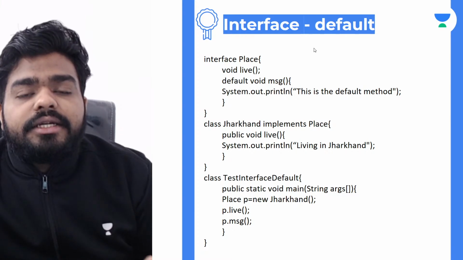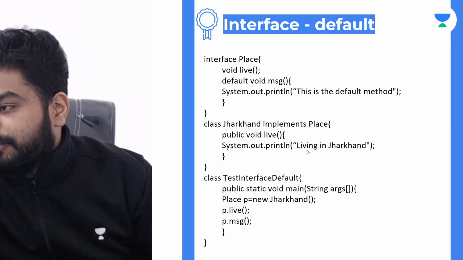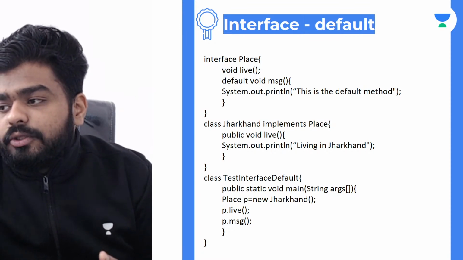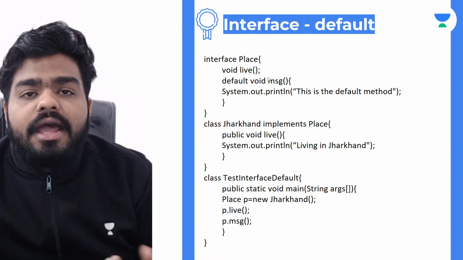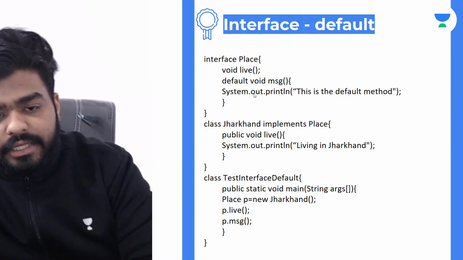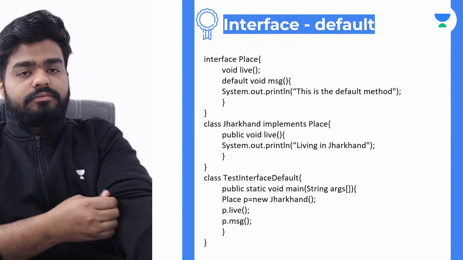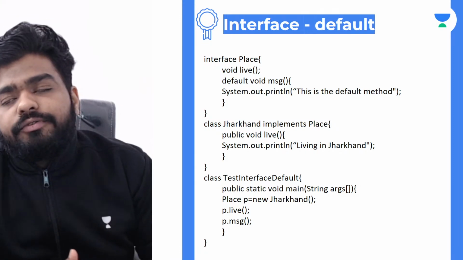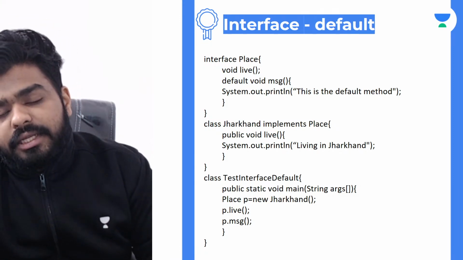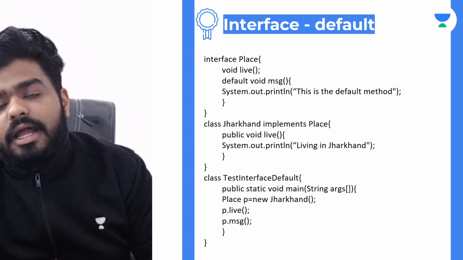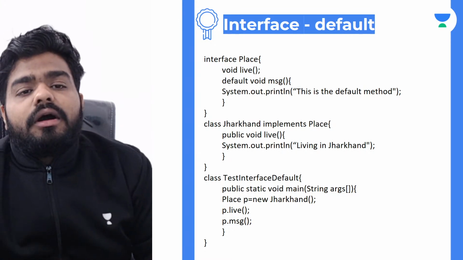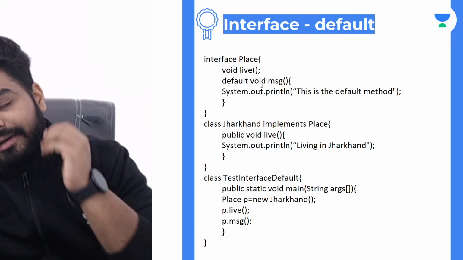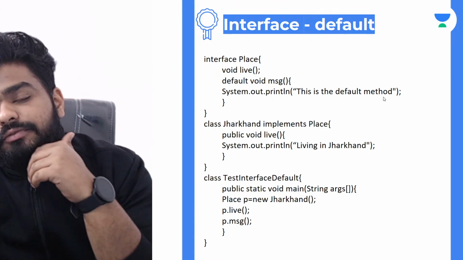Now let's have a look at the default example. The question you just asked was, if we are writing a default concrete method, how is the constructor being made, how is it happening? Let's have a look at this. Interface place has void live. Void live is nothing but a public abstract method. It also has a default message, which you can see, the default method. So it is printing this is the default method, right?